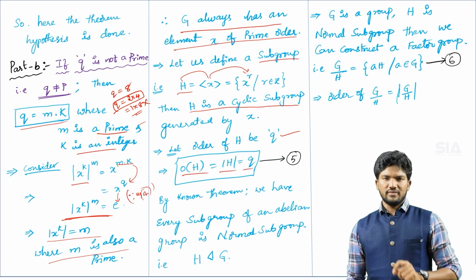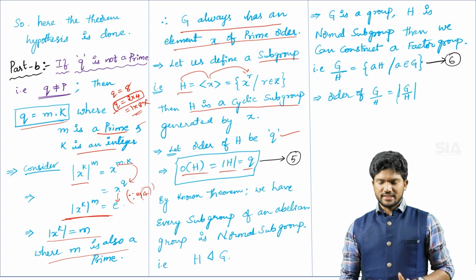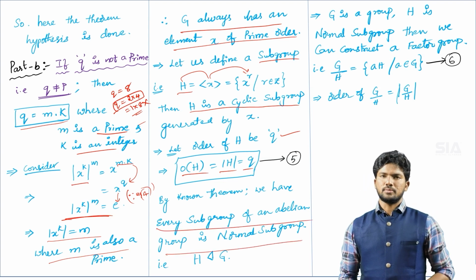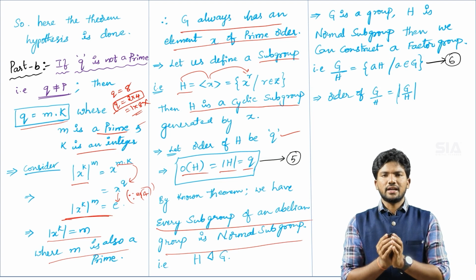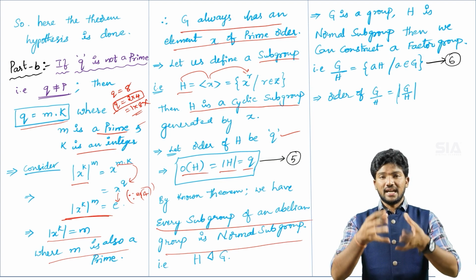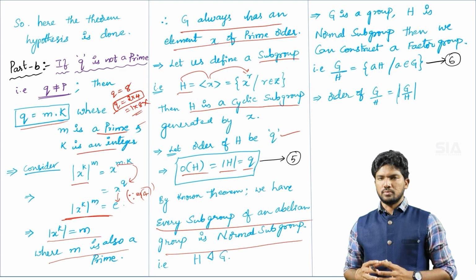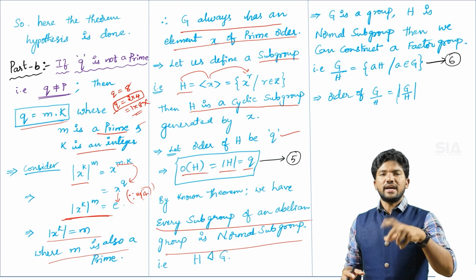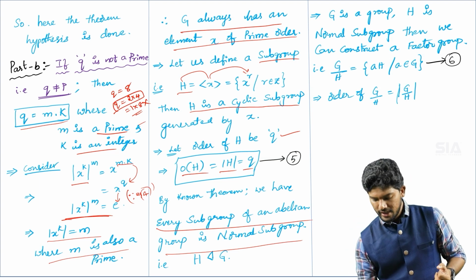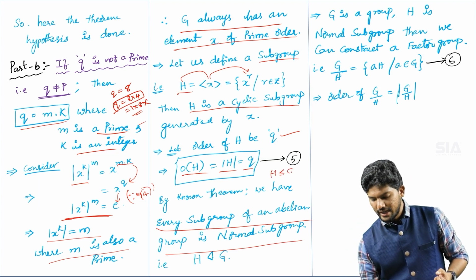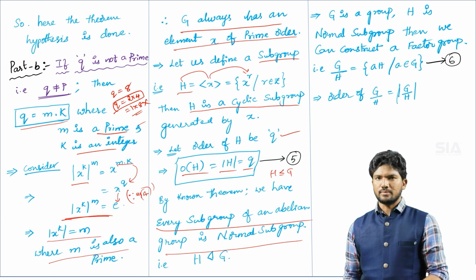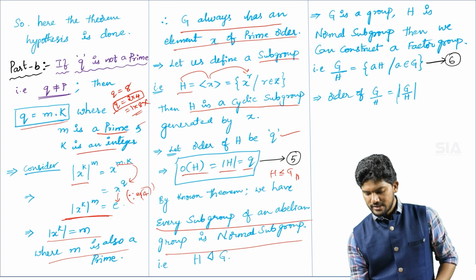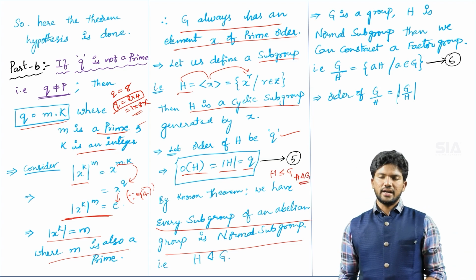Now by a known theorem, we already discussed the theorem: every subgroup of an abelian group is a normal subgroup. Okay, so in finite abelian groups, if you take any subgroup, that subgroup will become a normal subgroup. Here we have taken capital H as a subgroup, and that subgroup is in the finite abelian group capital G. So capital H is a finite cyclic subgroup in the finite abelian group. Then this capital H will become a normal subgroup, according to the known theorem.